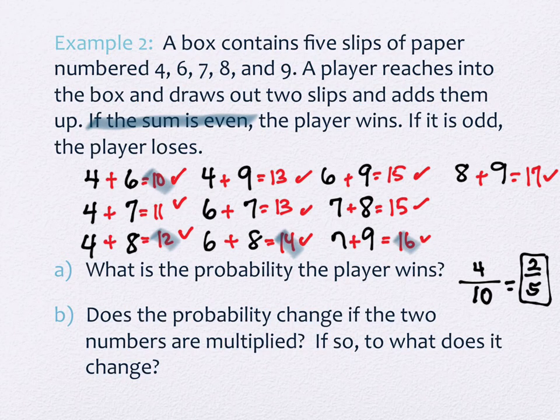Okay, let's change the rules of the game, though, slightly. Does the probability change if the two numbers are multiplied? So no longer are we going to add, we're going to multiply them. And if so, to what does it change? So let's go through, and we're going to change these, and we're going to multiply them instead. But actually, I don't really want to multiply them together. I just want us to highlight the ones that we know are going to get to be even when we're done. And if you aren't sure how to make that decision, we'll see if we can explore that idea.